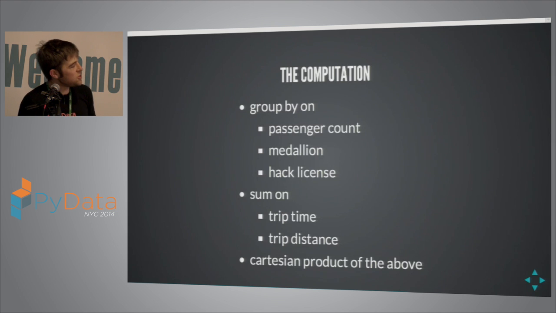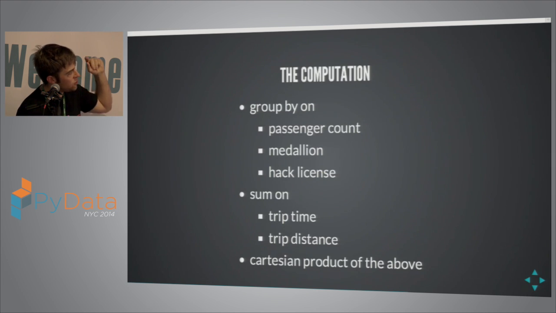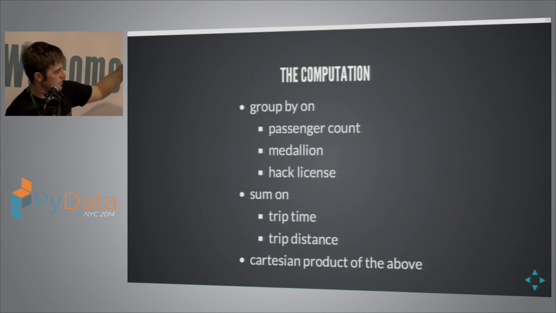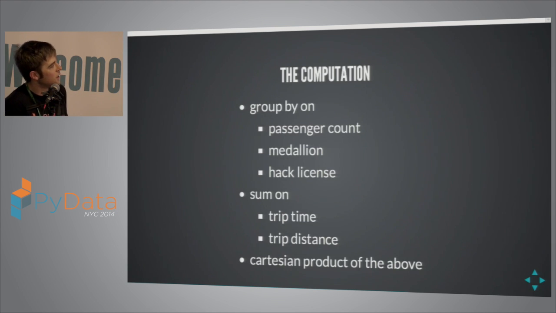So the computation is very simple. It's just a group by on one of these three things and a sum on one of these two things. And then I took the Cartesian product of that and did the computation that way. I'm only going to be showing you medallion and passenger count on the grouper, and then on the sum, just I think trip time. Okay, just because all that data couldn't really fit in a plot on my slide.